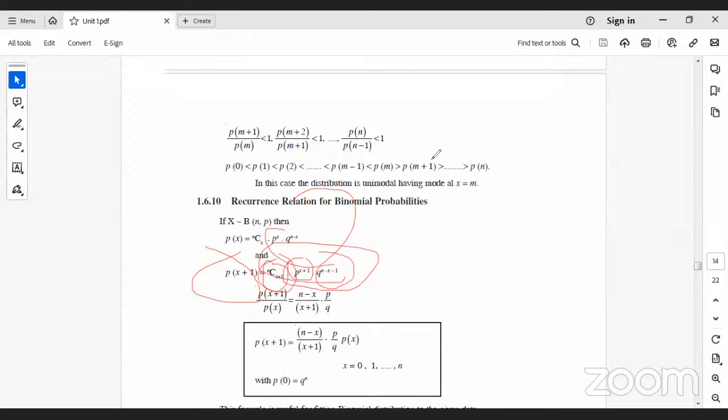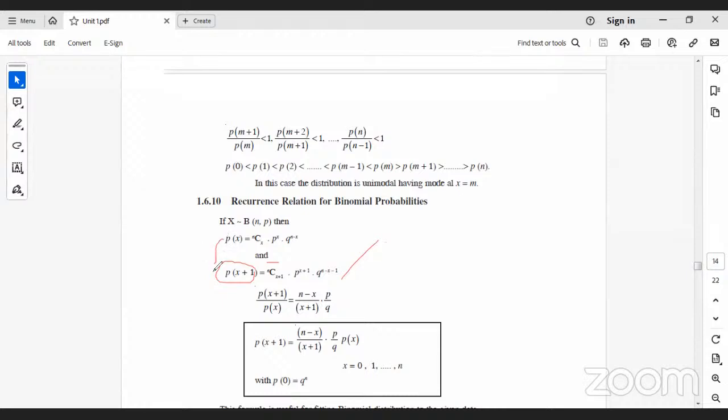So sir, why there is no q to the power x plus 1? Yes, I will explain again. Just wait. So p power x plus 1, p into x plus 1, that is, I am dividing p into ncx plus 1, p power x plus 1, q into n minus x plus 1. Now understood this one?